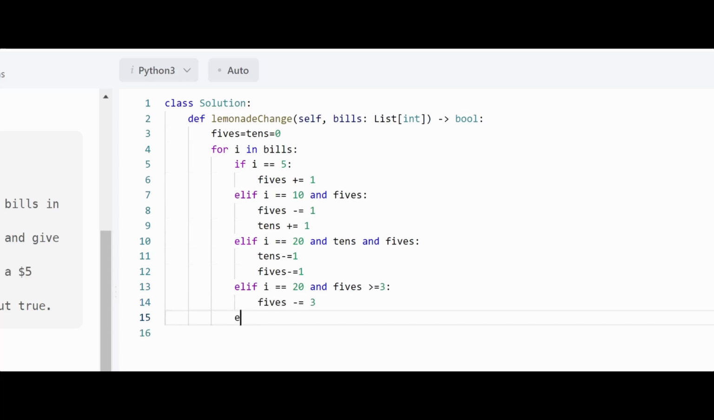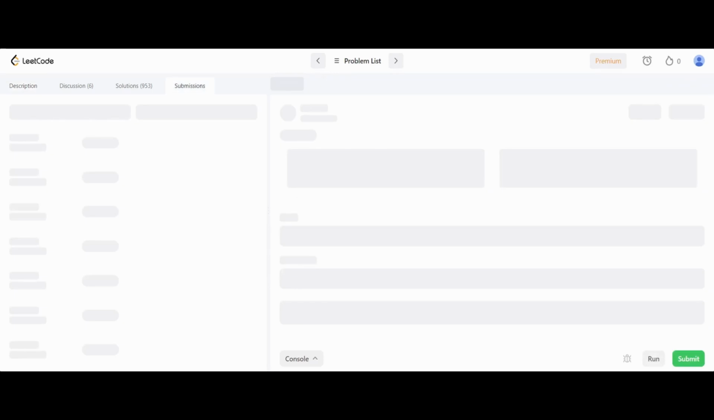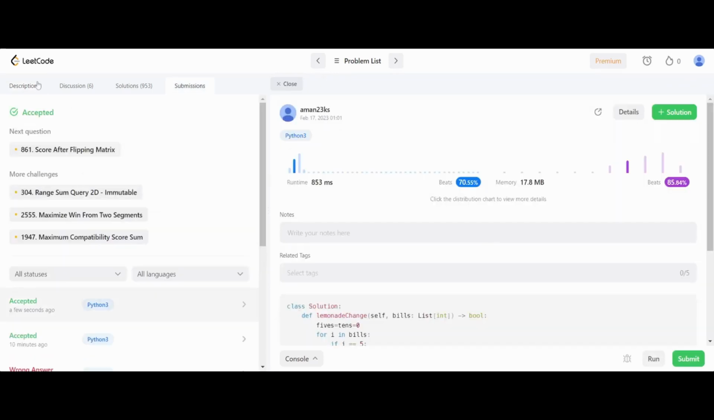If we have all of this and reach the end of the array, we'll just return true. Otherwise, we'll return false over here, and this is how we'll solve the problem. Let's run the code, guys. Yeah, it's running, and let's submit it now. So yeah, it's getting submitted.